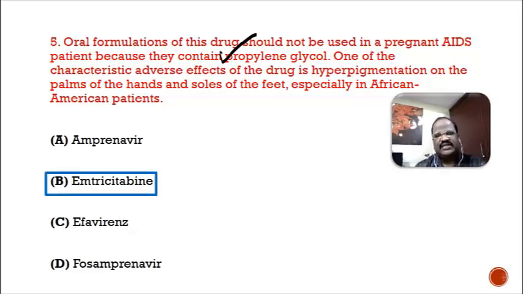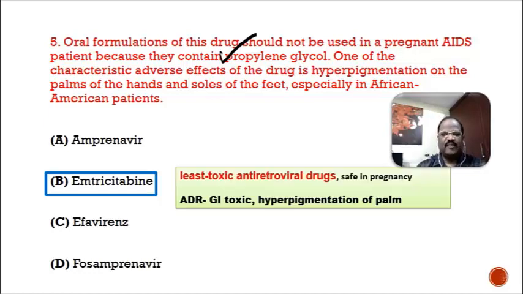But emtricitabine is one of the very safest antiretroviral drugs, rarely causing some problems like rashes. Anyway, remember, it's the least toxic antiretroviral drug and is safe in pregnancy, rarely causing adverse effects such as some GI toxicity and also the risk of hyperpigmentation of the palm.